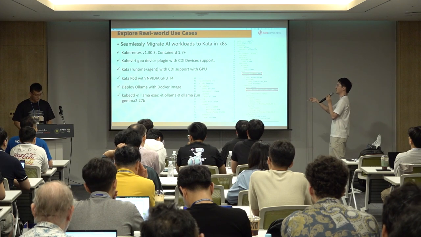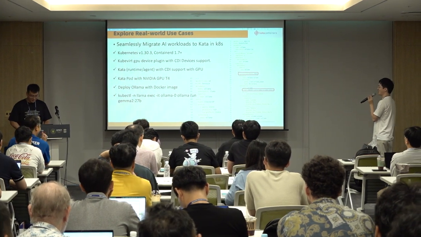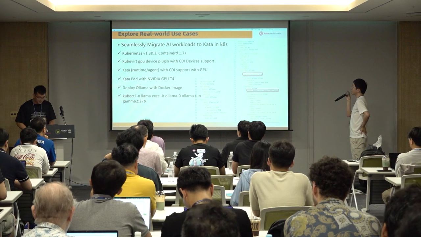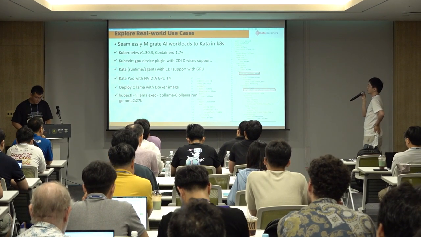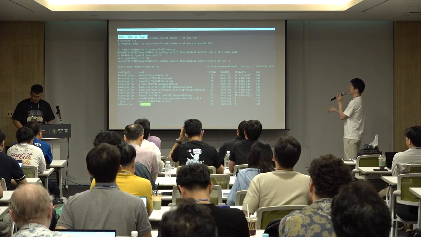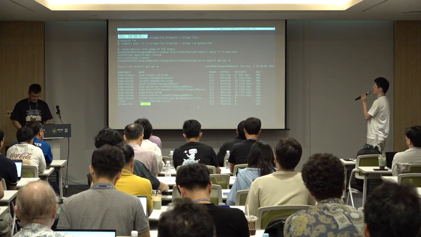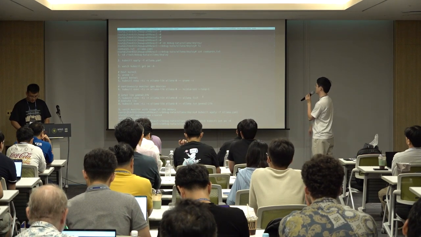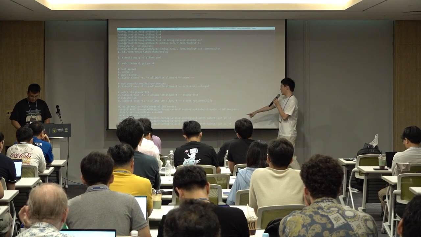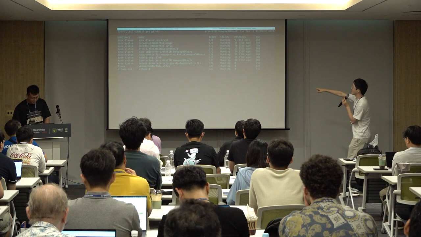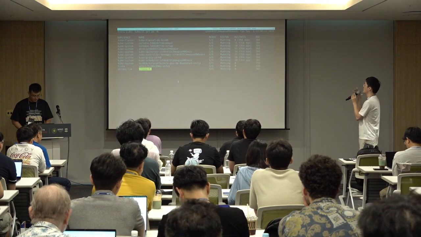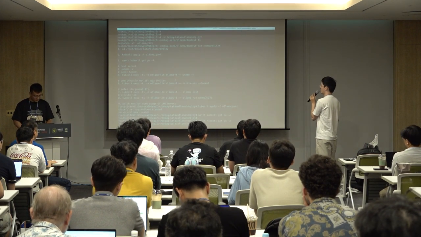Okay, this is the machine with the GPU. And then we can see that you have already applied the pod YAML here, so the pod is already running. It is called ollama0, this pod. And then maybe you can show nvidia-smi inside that pod.